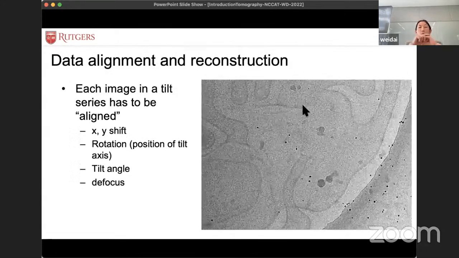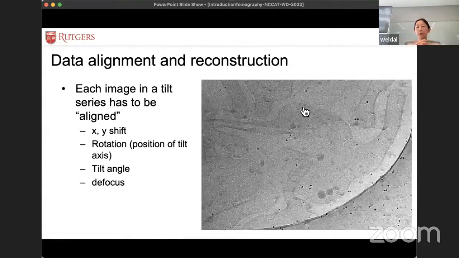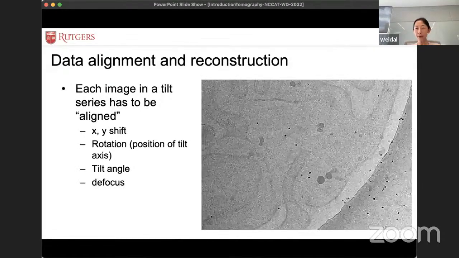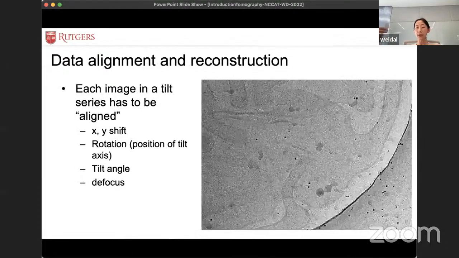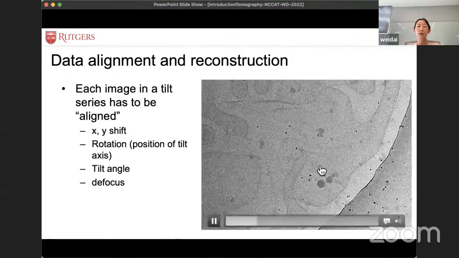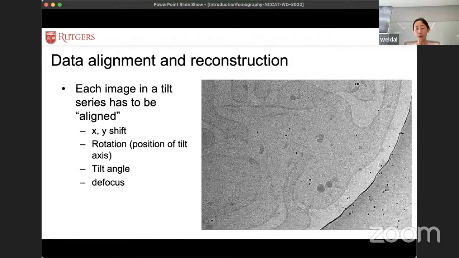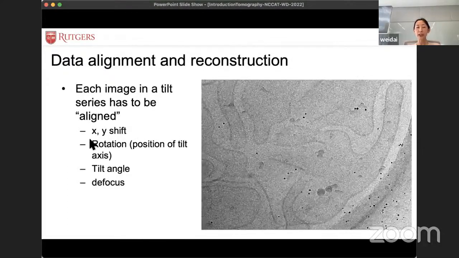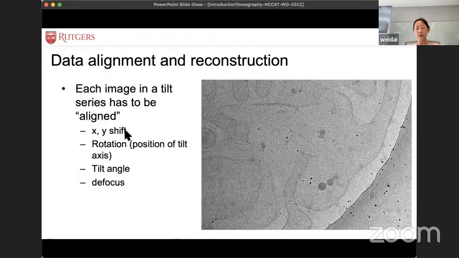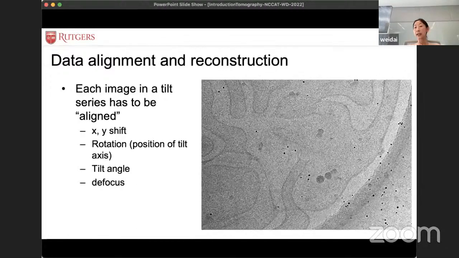Okay, so once you collect your data, you need to transfer the data to a computer and then process it from 2D tilt series into a 3D map, right? So to do that, you have to align those images in the tilt series to fix, for example, XY shift. Basically, that is the implant X and Y translations.